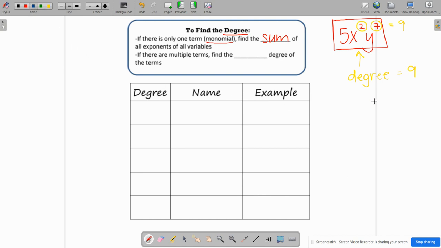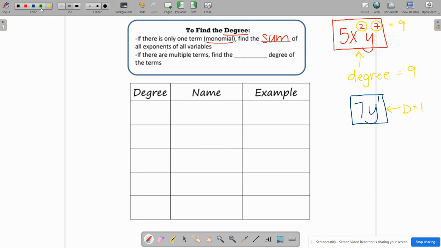Let's try another one. If you had a monomial that was 7y, if I wanted to find the degree of this monomial, then I'd have to find the sum of all exponents of the variables. Well, this variable, I don't see the exponent, which means the exponent there is just a 1. And since it's the only variable, that means that the degree of this equals 1.